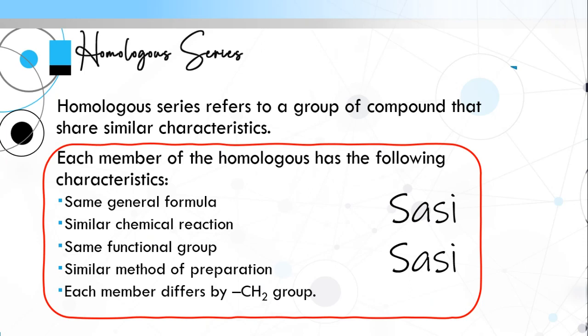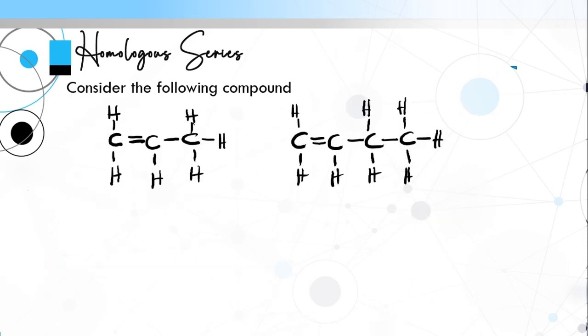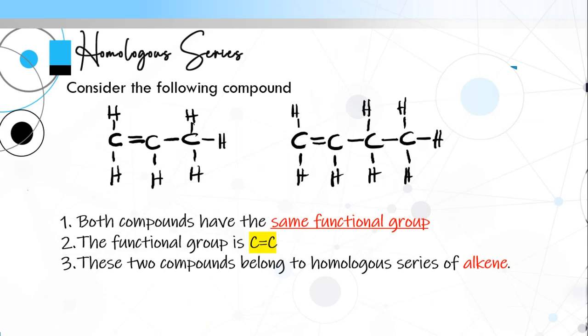Okay, so now knowing these characteristics, let's go through them together one by one to make you understand more. You have two compounds over here. Let's say this one is compound A, this one is compound B. Because you are given the structure, this is called a structural formula. From this structural formula, you will find that both compounds have the same functional group. Of course, we haven't learned about the functional group yet, but just looking at the structure, you know they have something similar, which is the carbon double bond. This is actually the functional group.